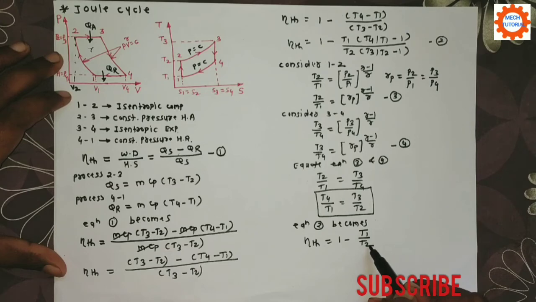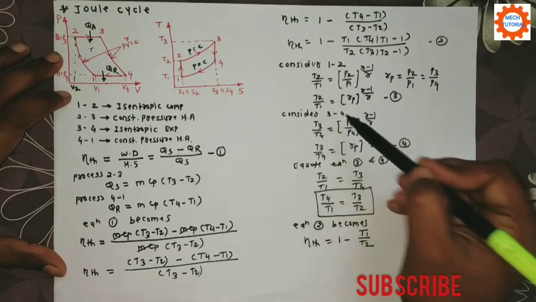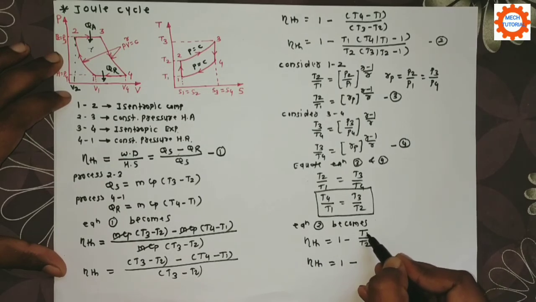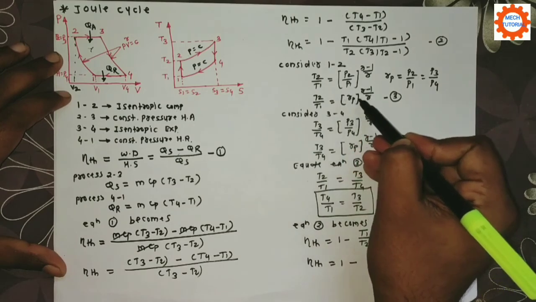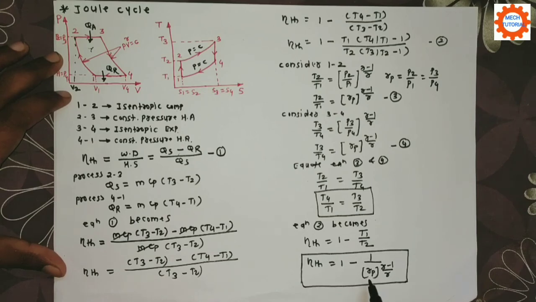Now T1 upon T2 is from equation number 3, where we have T2 upon T1. We can take the reciprocal of this. So we can write thermal efficiency is equal to 1 minus the reciprocal, 1 upon Rp raised to the power (gamma minus 1) divided by gamma. This is the thermal efficiency equation of the Joule cycle. From this equation we can say that the Joule cycle efficiency depends upon the pressure ratio.